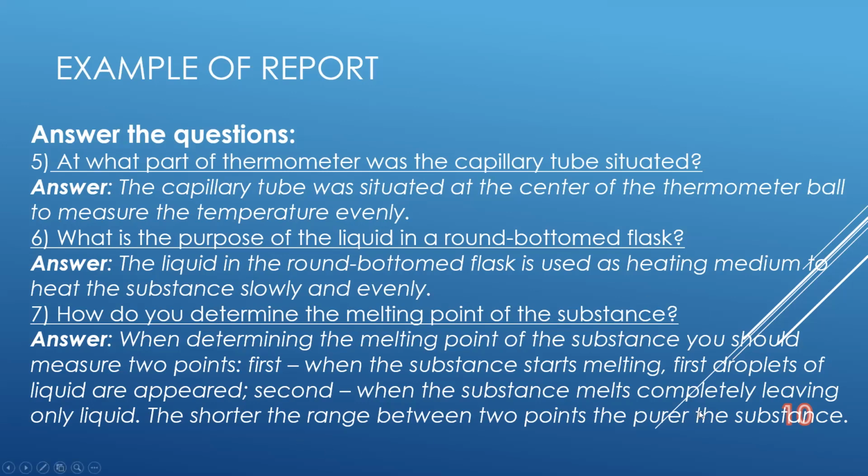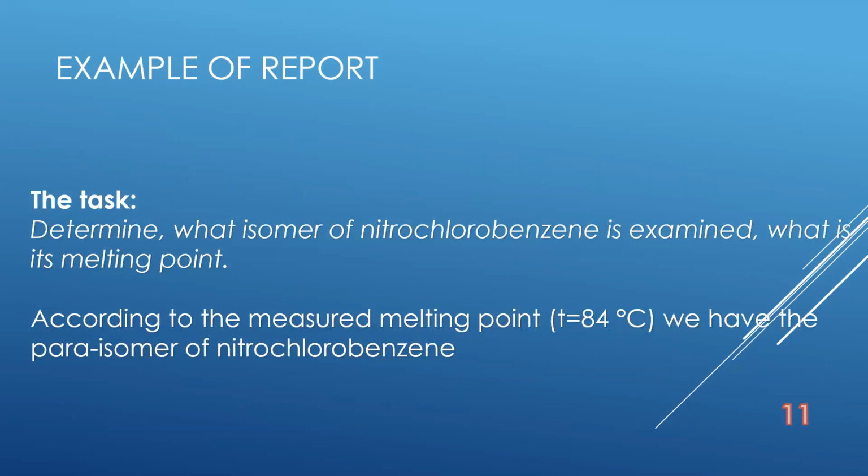So the shorter the range between these 2 points, the purer the substance usually, because if it has some impurities, it starts melting at much lower temperatures and ends at higher temperatures. So this range is much wider. And finally, as a last task, you should determine what isomer of nitrochlorobenzene is examined and what its melting point is. As seen in the video, according to the measured melting point, it's 84 degrees centigrade.